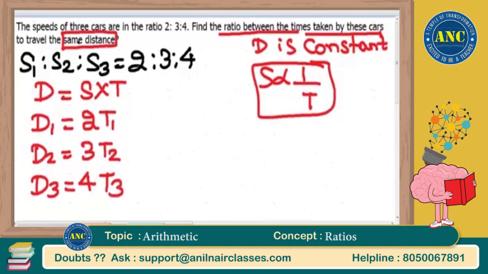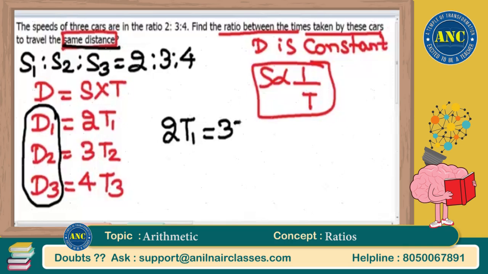But I know that distance is constant. So d1, d2, d3 all will be the same. Left hand side is the same. Equate the right hand side. 2t1 equals 3t2 equals 4t3. T1, T2, T3 ratio I will get.